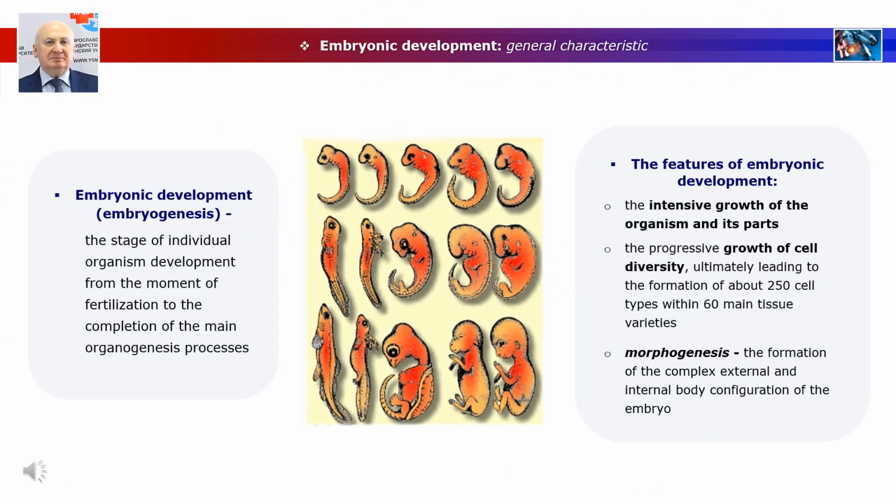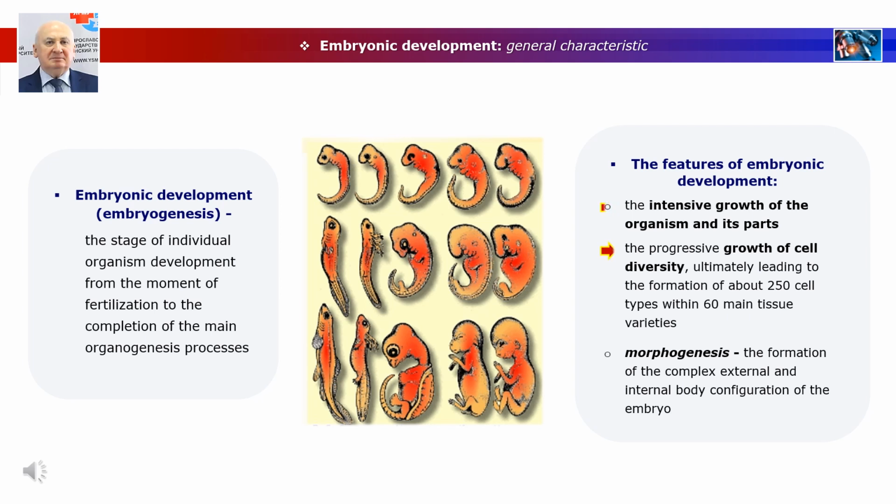Embryonic development, or embryogenesis, is the stage of individual organism development from the moment of fertilization to the completion of the main organogenesis processes. Embryogenesis is the most extensive period of life of any multicellular organism in both quantitative and qualitative terms. It can be distinguished by three main features. Firstly, it involves the intensive growth of the organism and its parts. For example, during human intrauterine development, the mass of the original zygote increases by no less than 1 billion times.